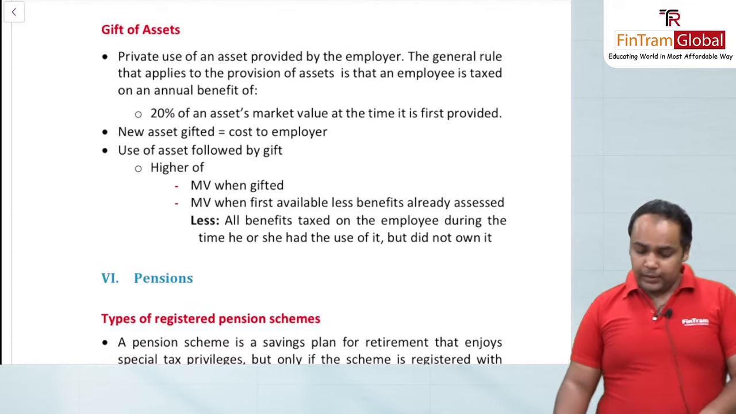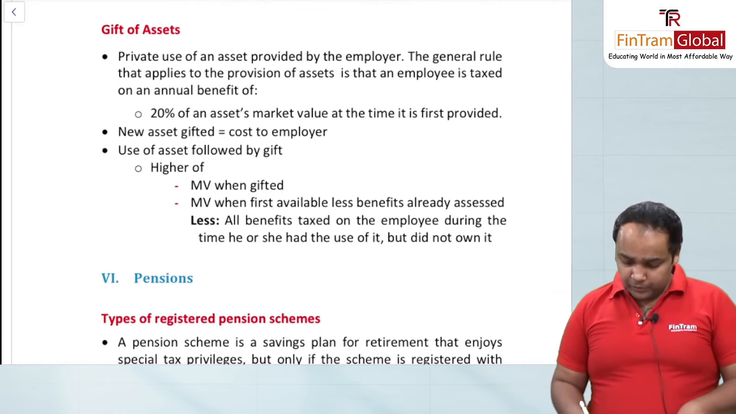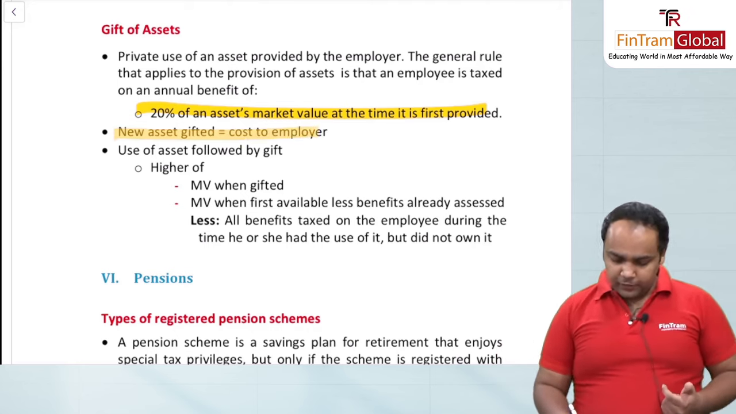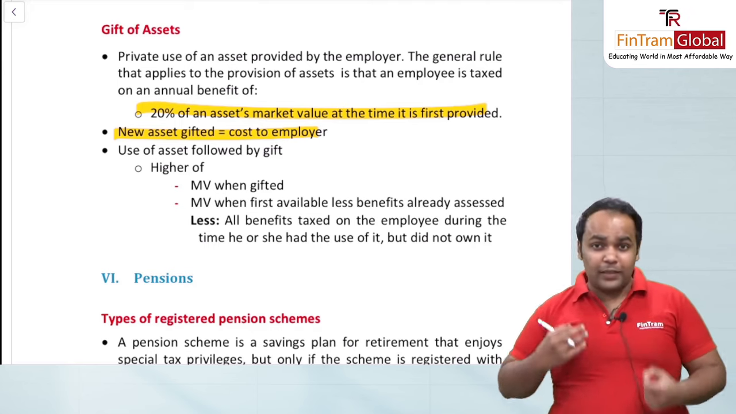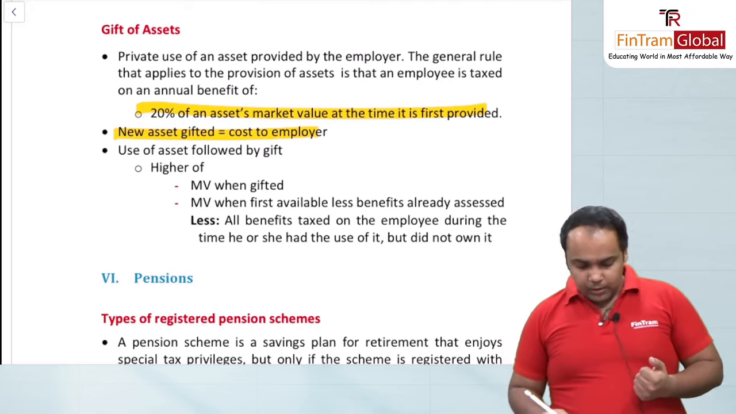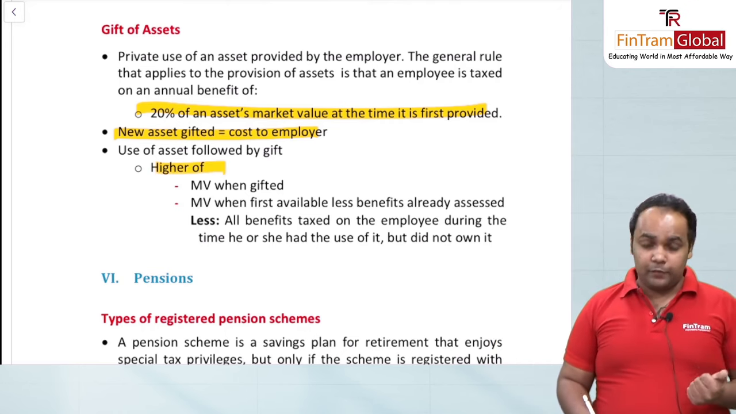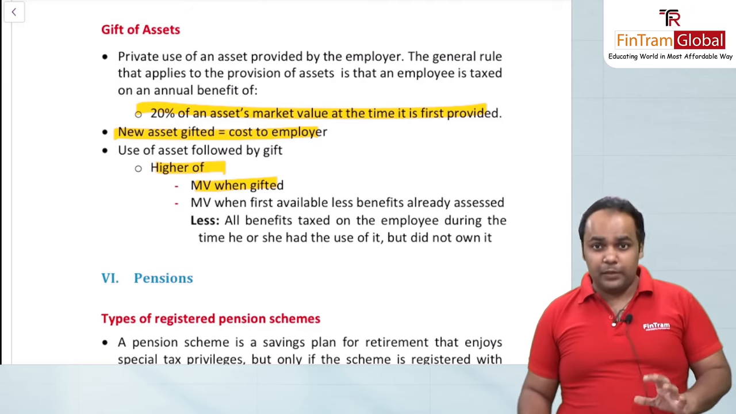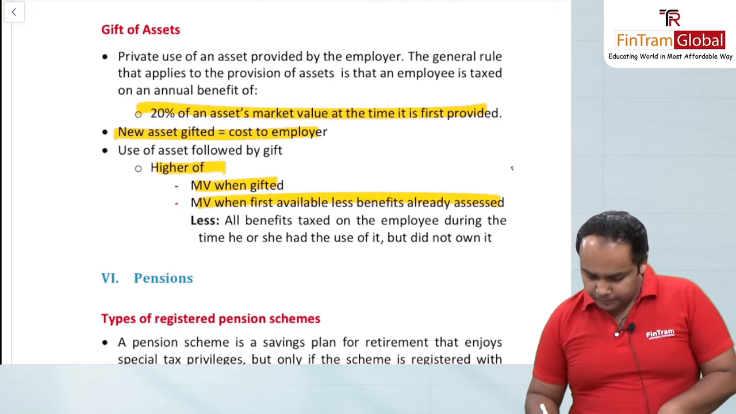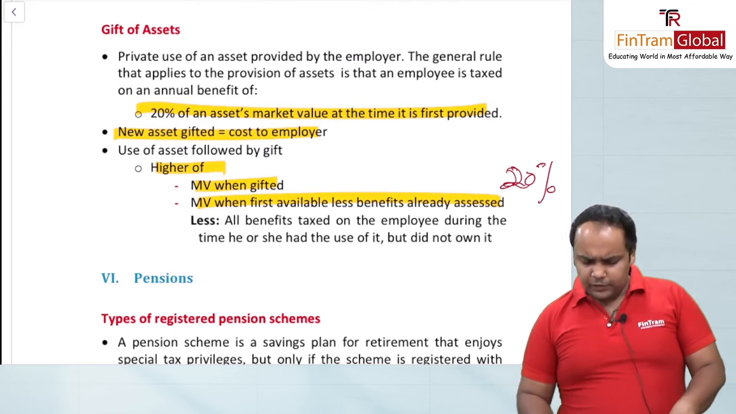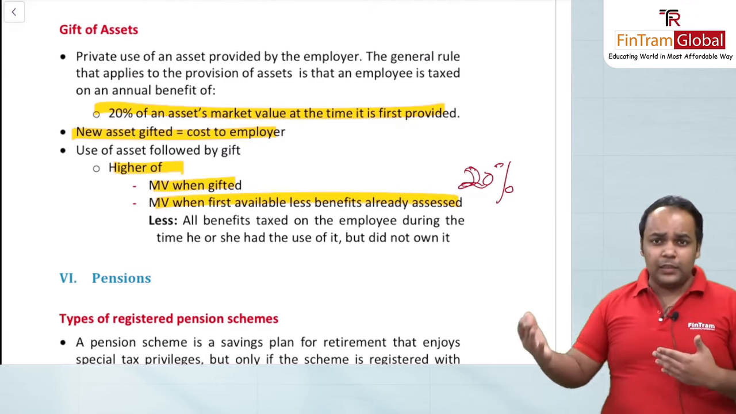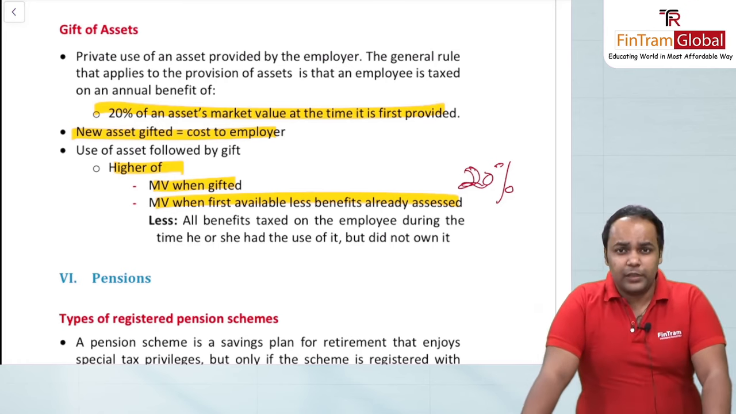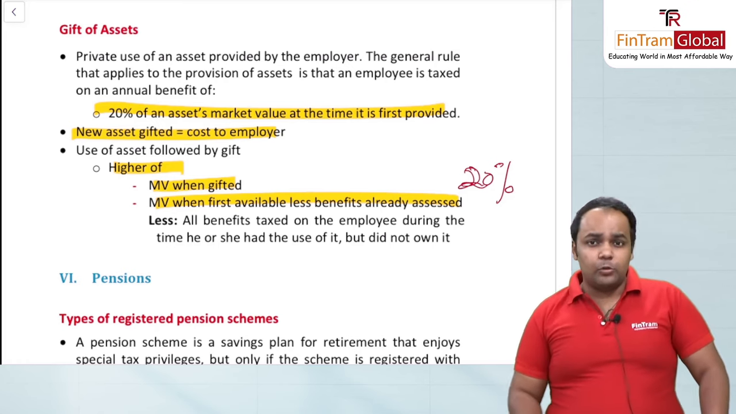Gift of assets, again, we know that when an asset is provided, 20% of its cost is assessed as benefit during its use. If a new asset is gifted, its cost to the employer would be the benefit value. If it's a use of asset followed by a gift, then the benefit is the higher of the market value when gifted, or market value when the asset was first made available, minus the benefits already assessed at 20%. So obviously, guys, when assets are first used and gifted, the benefits already accrued to the employee because of their usage will need to be deducted, and this is the mechanism to do just that.